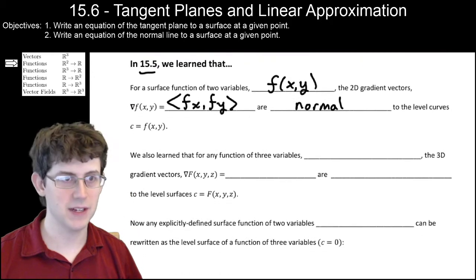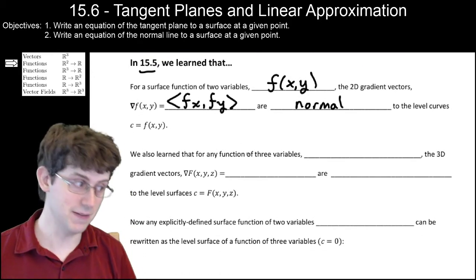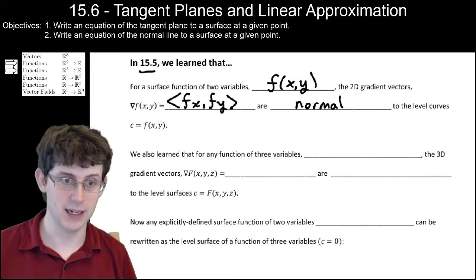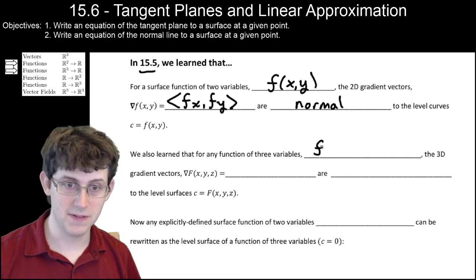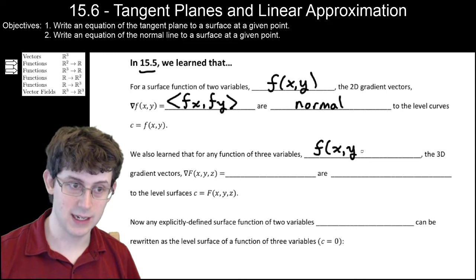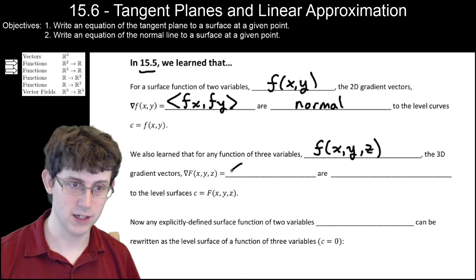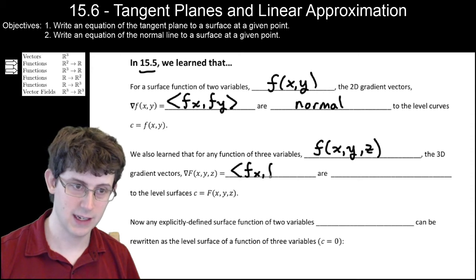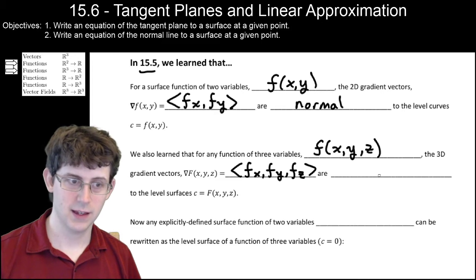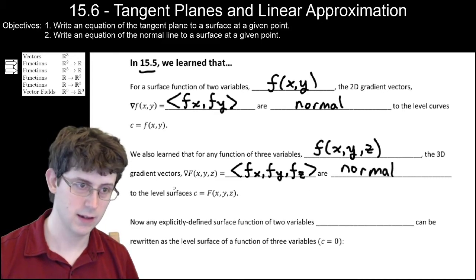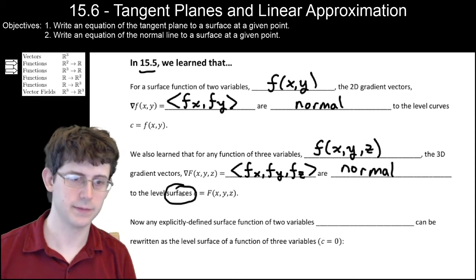Okay, then we figured out that if you have a function of three variables, we get another data type indicated up here. Say the function of three variables is f of x, y, z. Then the gradient vectors of this, which look like fx, fy, fz, these are normal to the level surfaces.